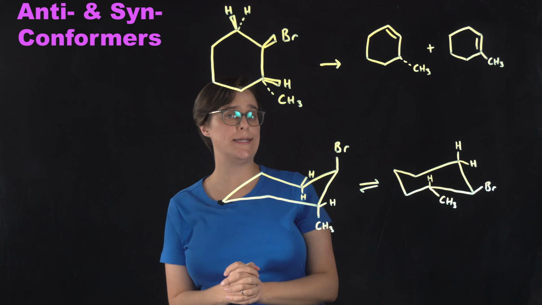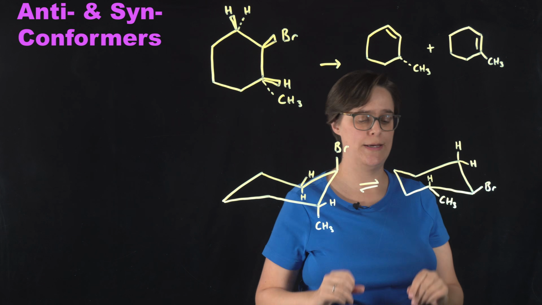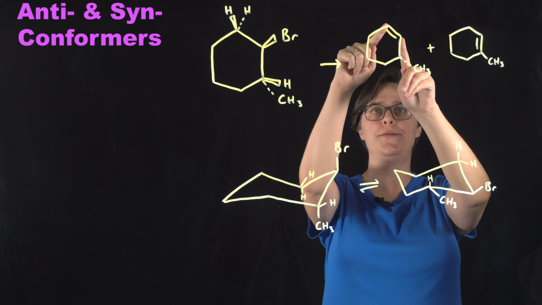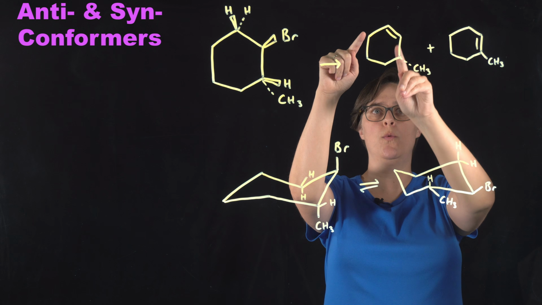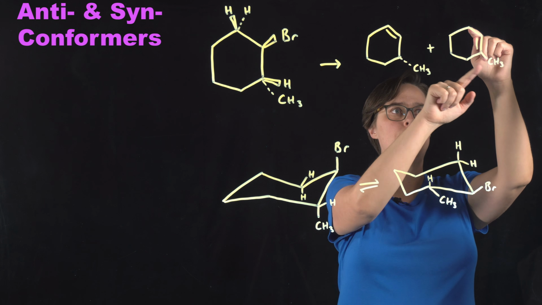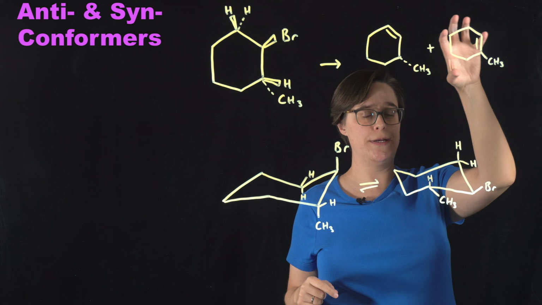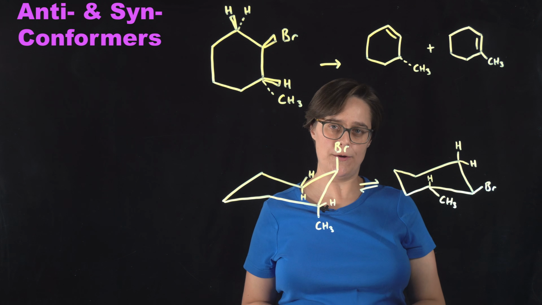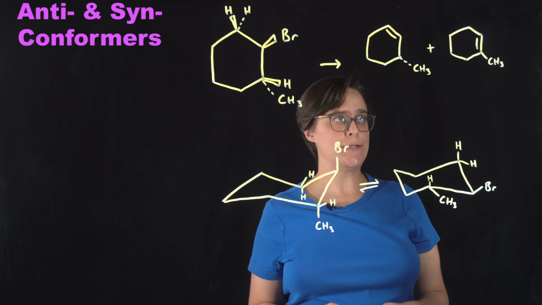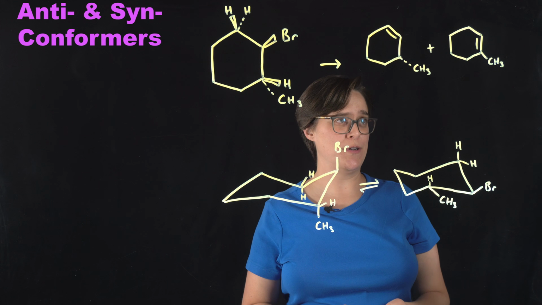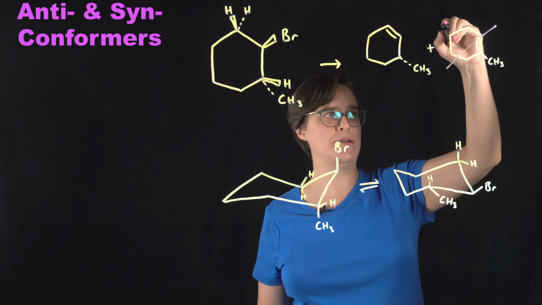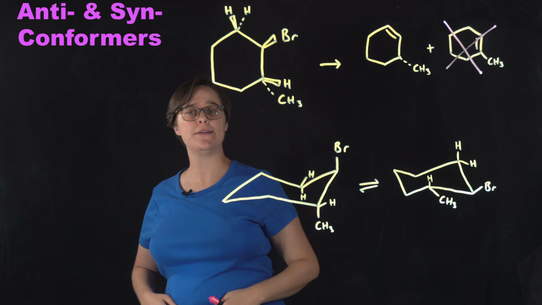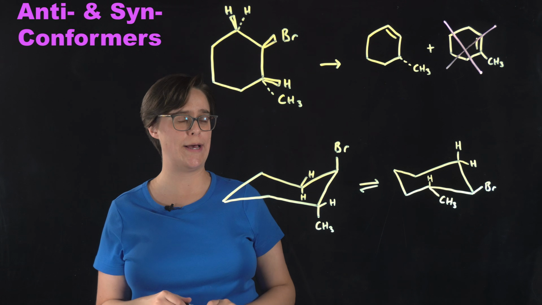Let's think about what Zaytsev's rule would say. Zaytsev's rule says that we should count the number of other carbons bonded to these alkene carbons. 1, 2, and here 1, 2, 3. More substituted is the 3. Zaytsev's rule says this should be more stable. But you know what? Not only is it not the major product, it's not actually formed at all. We need to think carefully about the stereochemistry to figure out why.